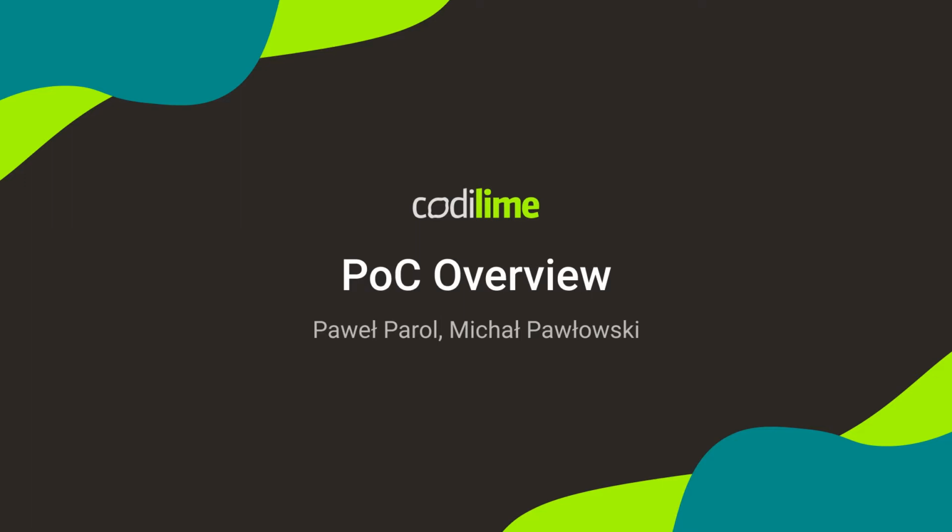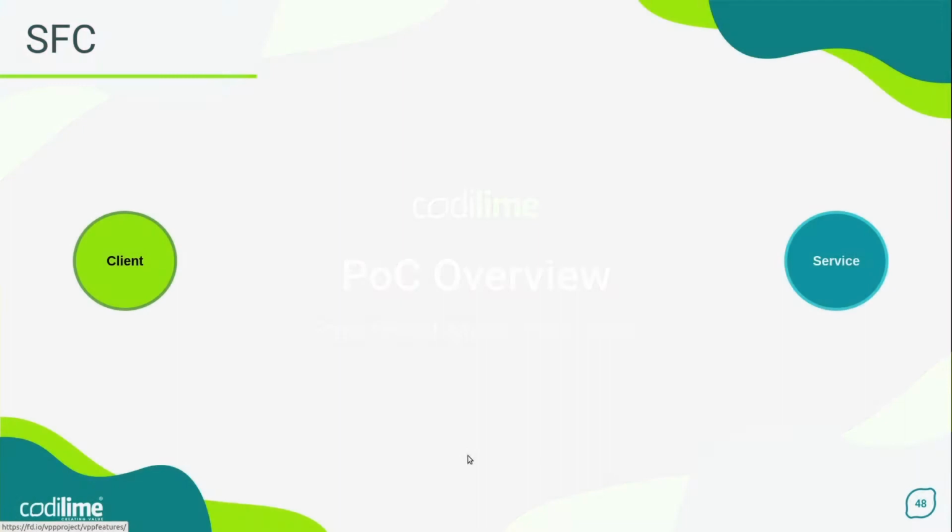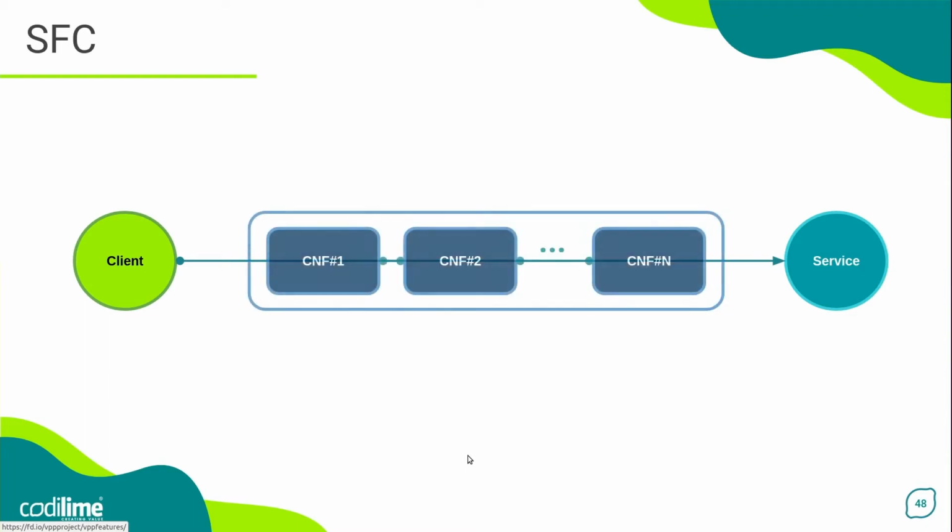Now it's time to discuss the internal elements of our setup in detail. Our main focus is service function chaining. The idea is that a client will access a service with several CNFs in between. For different services, the number of CNFs will vary. So it might be just one CNF, but it could be also 4 CNFs if needed.